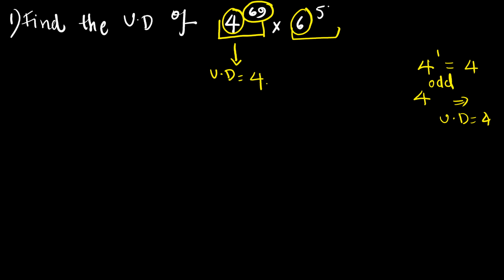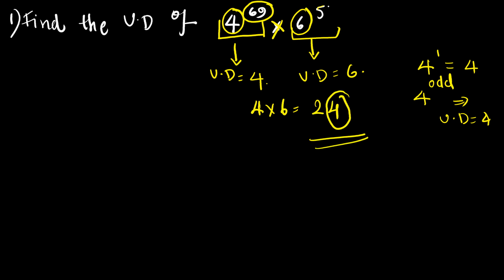Next, use the cyclicity concept of 6. For 6, the unit digit is always equal to 6, whatever power we take. Now what we have to do? Multiply these two numbers, that is 4 into 6. 6 4s are 24, and see what is the unit digit here. The unit digit is 4. Therefore the final answer is equal to 4.